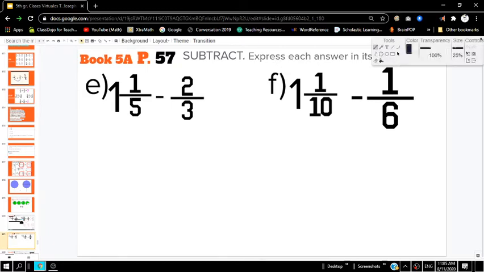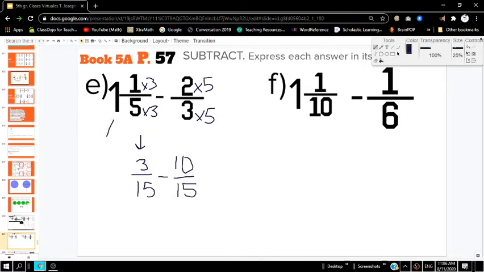Well, I need to understand that our denominators are not the same. I can multiply 5 times 3 and 3 times 5 to get my same denominator. I do the same thing on the top with our numerators. And my new fractions are 3/15 minus 10/15. Now that my denominators are the same, I'm going to continue.